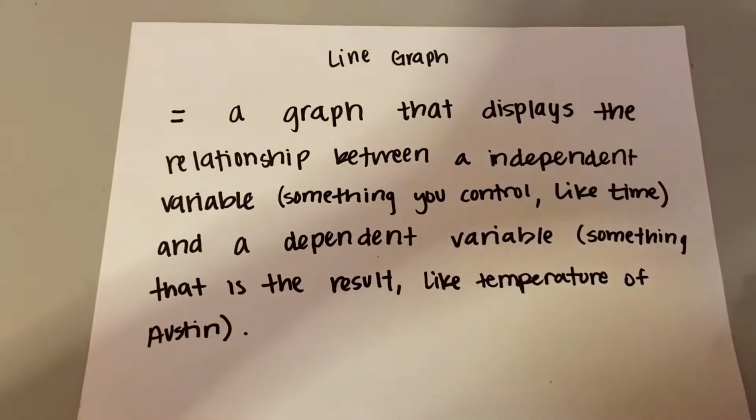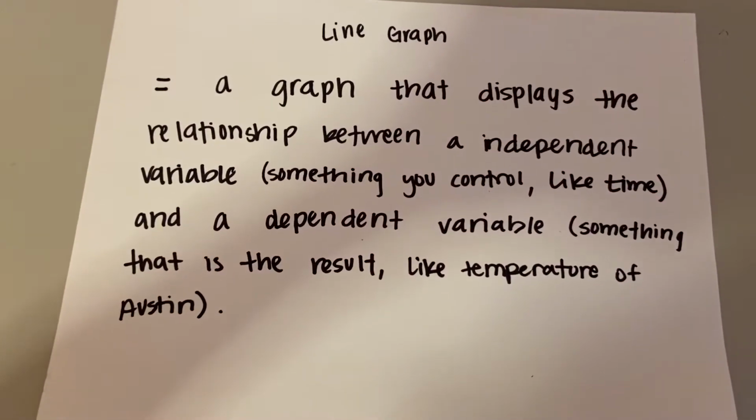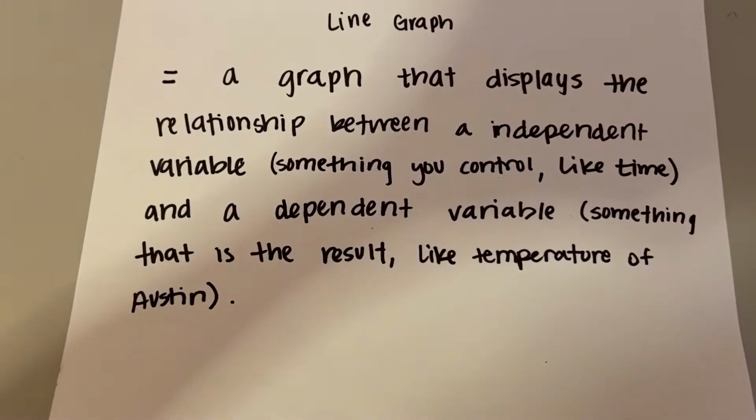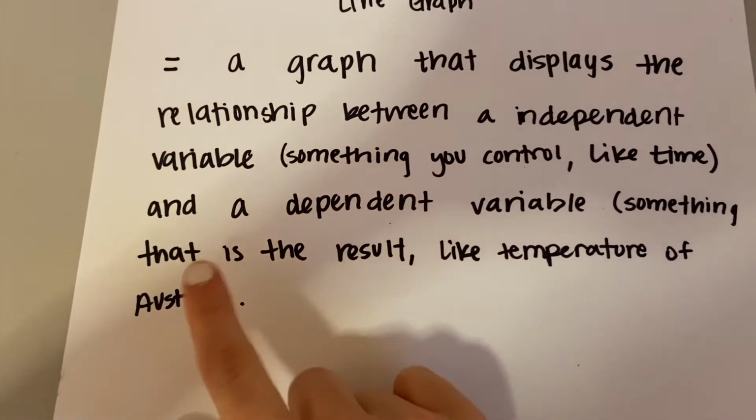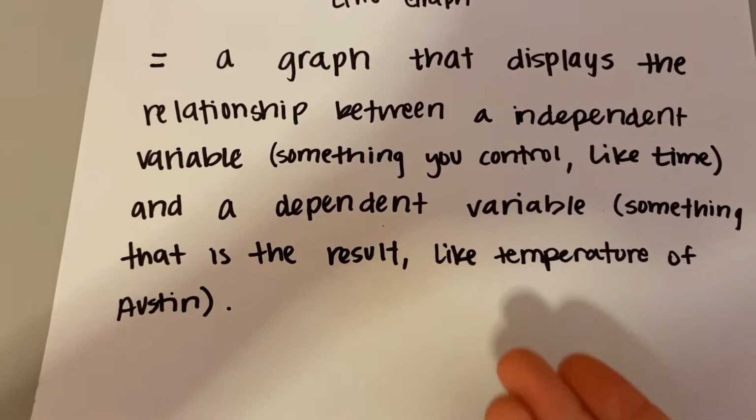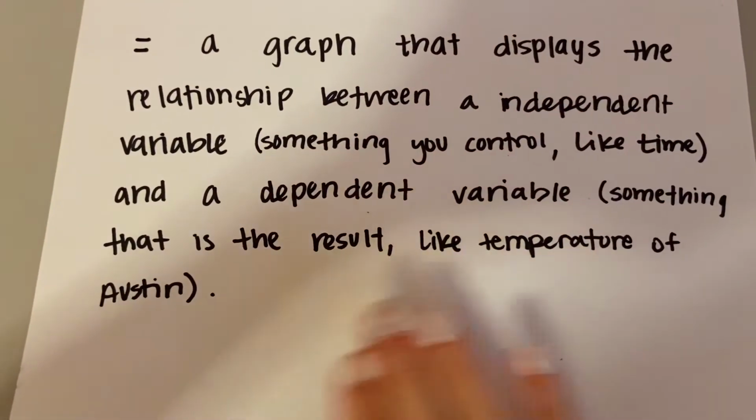So before we get into the art part of this, let me talk to you about what things go on graphs. Today in particular, I want to teach you how to create a line graph and the parts of a line graph. A line graph is a graph that displays the relationship between an independent variable, something that you control, like time or the amount of time that something is happening, and the dependent variable, which is the result or something that depends on the time. So like the temperature of Austin. You're probably still confused about what I meant by that, but that's okay because we're going to go through it step by step. So first, let's set up our graph.